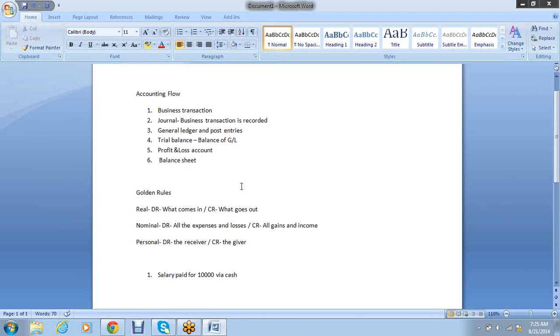Okay, correct. So what will be the transaction from the company perspective? That'll be the nominal account, expenses. Why is it a nominal account? Because that is an expense for the company, for me. So the salary account is debited.